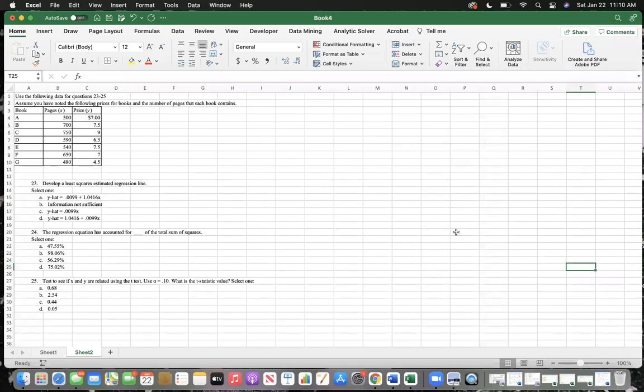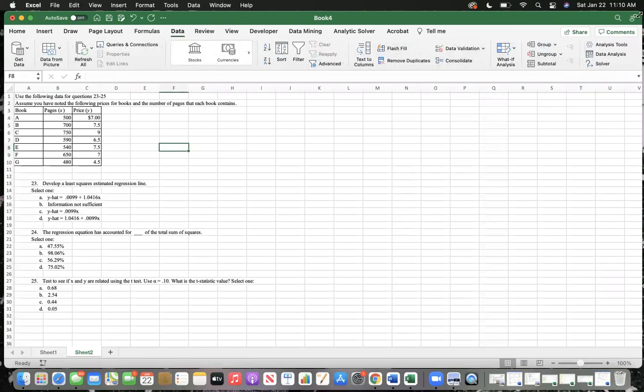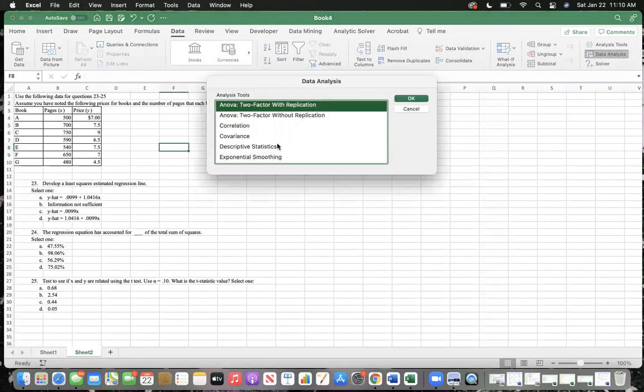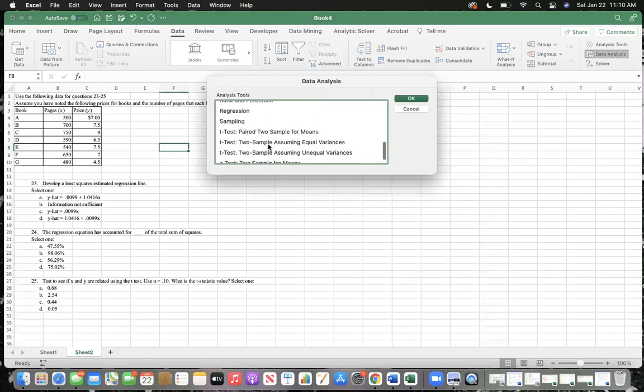Okay, so for these questions, we are going to be running regression. We can tell because 23 is asking for the estimated regression equation, and you can see we have our X and our Y. So what I'm going to do is go to data, data analysis, regression.